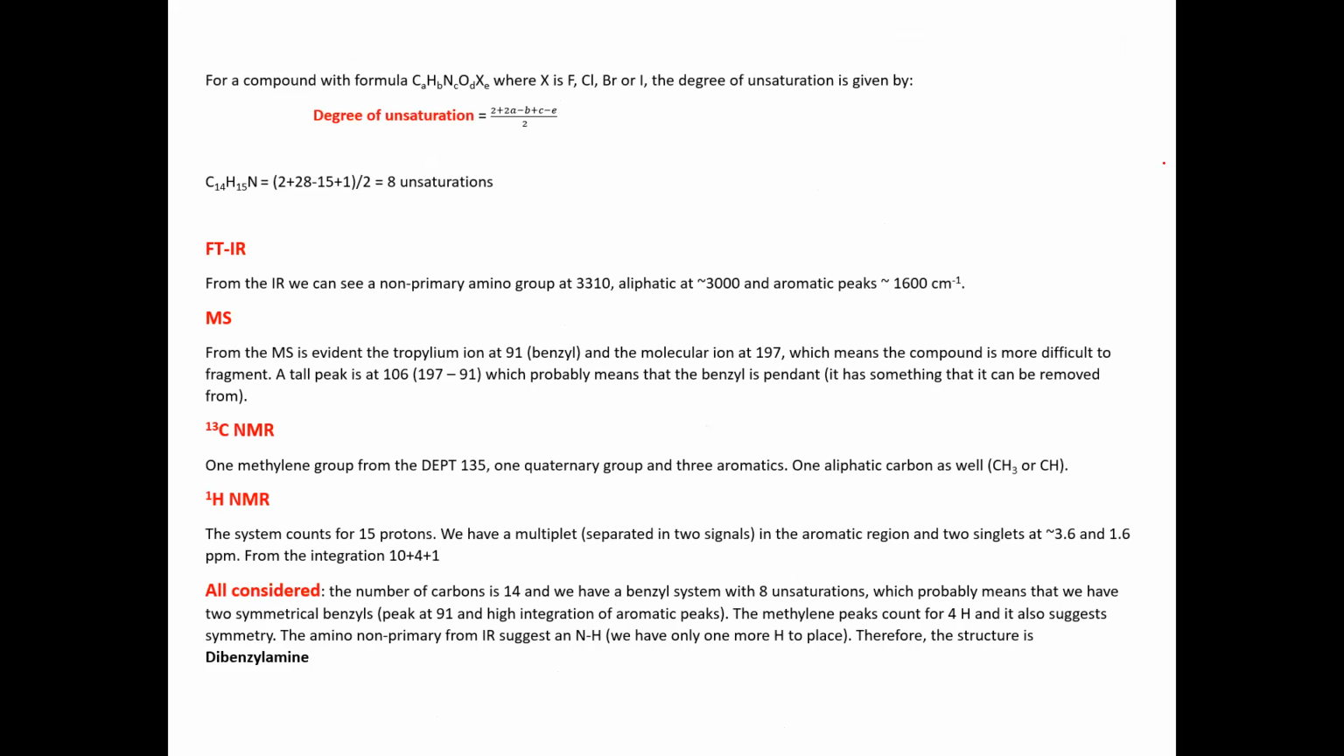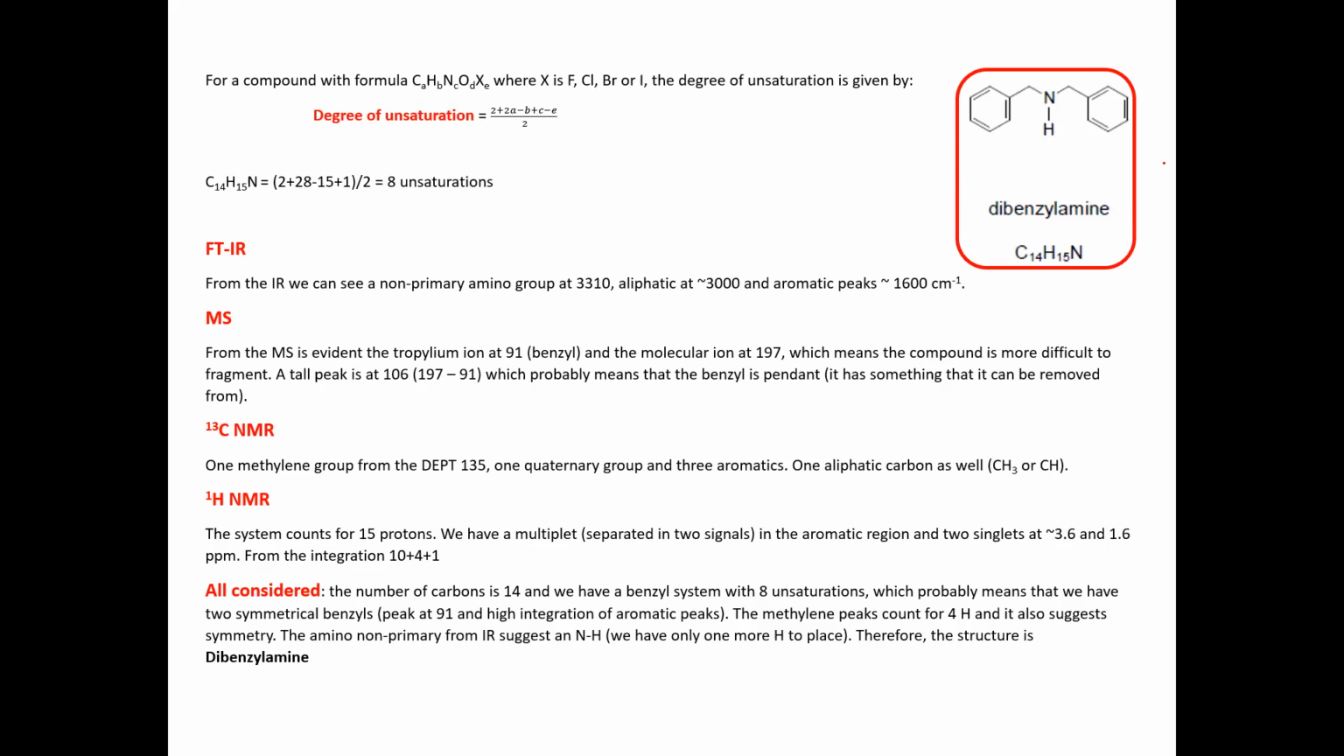Degree of unsaturation, correct, 8. What do you see from FTIR? 3,000. That one, after 3,300 or less, is a non-primary. So I've substituted with basically one NH. So you just connect the two.